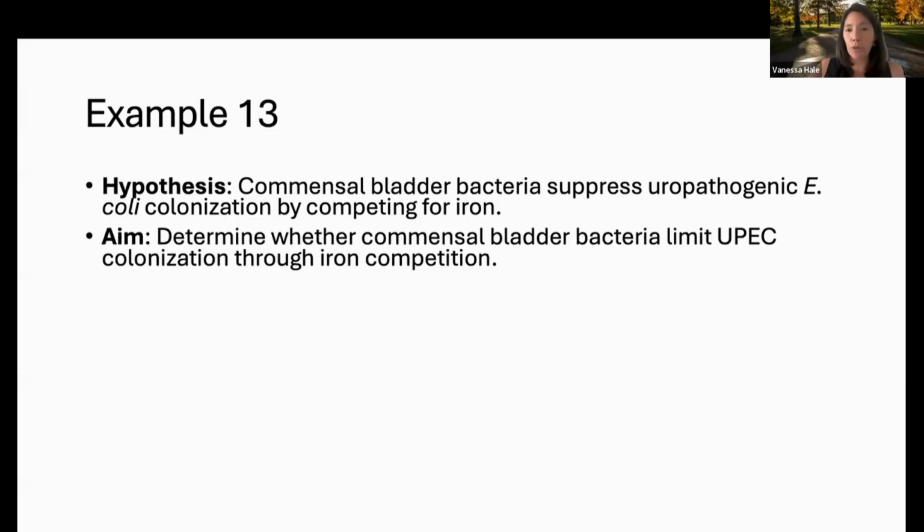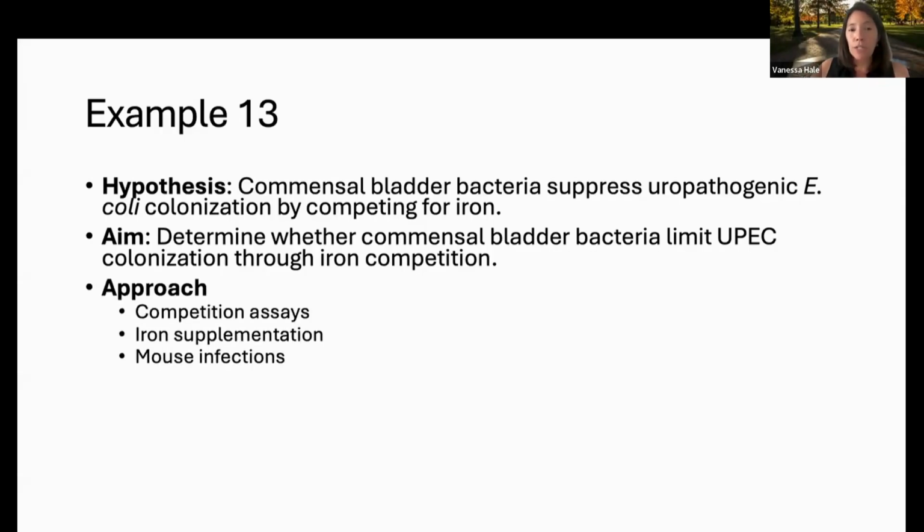The aim is to determine whether commensal bladder bacteria limit UPEC, or uropathogenic E. coli, colonization through iron competition. The approach is competition assays, iron supplementation, and mouse infections. Groups 2 and 5, what do you think?